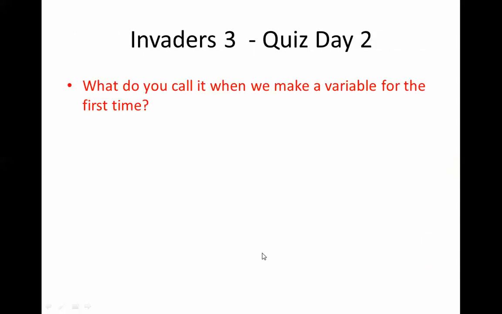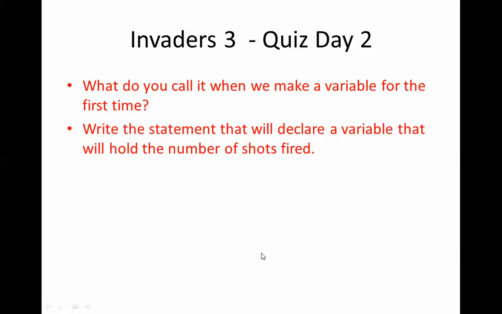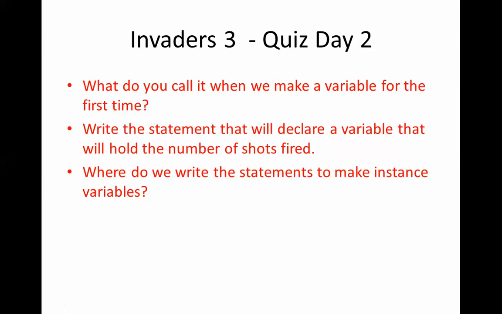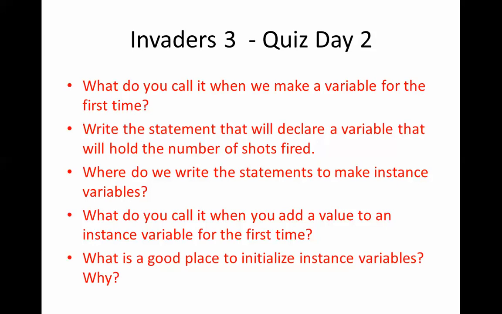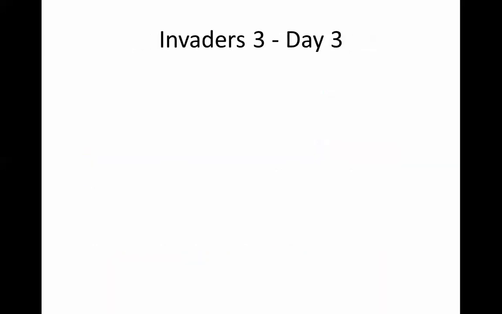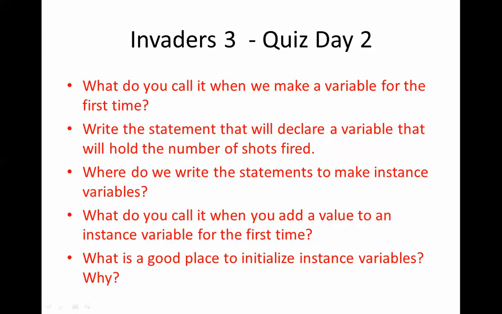Okay, so what do you call it when we make a variable for the first time? Write the statement that will declare a variable that will hold the number of shots fired. Where do we write the statements to make instance variables? What do you call it when you add a value to an instance variable for the first time? What's a good place to initialize? Okay, that's it. Answer that and you're done.